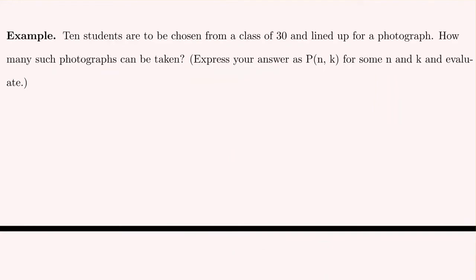Our next example has 10 students to be chosen from a class of 30 and then lined up for a photograph. How many such photographs can be taken? Now first ask yourself, in this example, does the order that the students line up for the photograph matter? If you had the same 10 students and you changed their order around, would it make a new photograph? And the answer to that is yes, order does matter, because even if I had the same 10 students, if they're in a different orientation, it makes a different photograph. We could visually tell them apart.